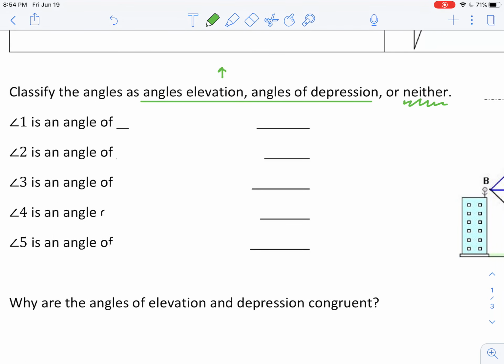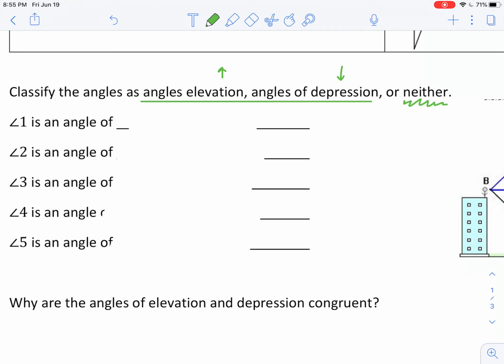When you hear the word elevation, you should think up. It's a directional word. When you hear depression, yes, there's emotional things attached and mental health things attached, but if you're thinking a direction, you would think down. Keep those thoughts in mind, because an angle of elevation does open upward. An angle of depression does open downward.